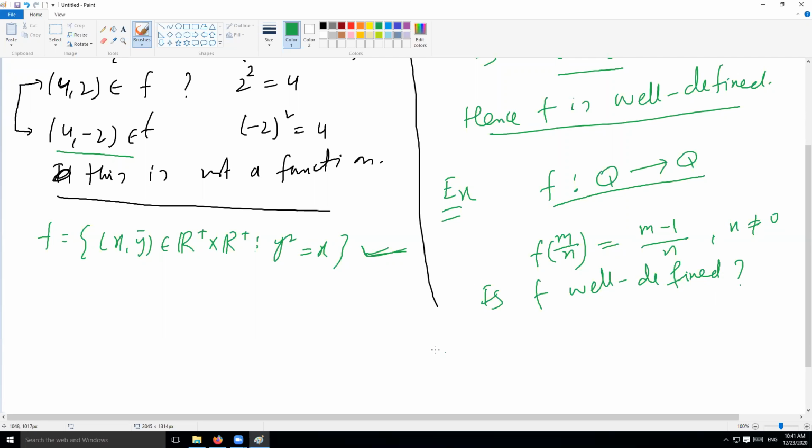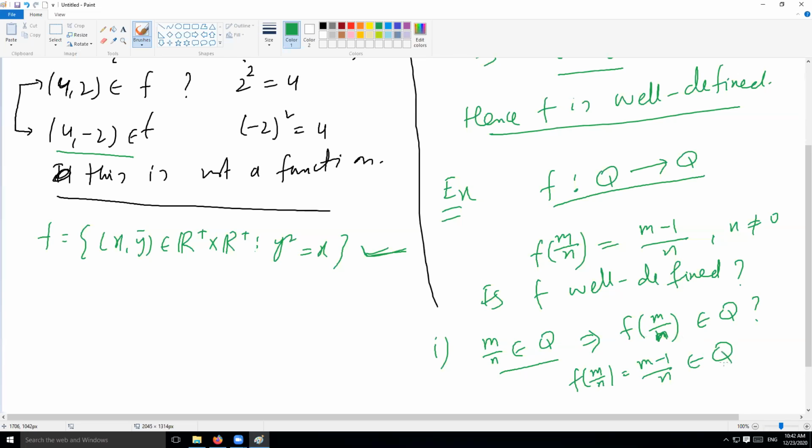So the first condition I have to show is that for every m upon n in Q, the f of m upon n that I have defined must also belong to Q. Is this condition true? If m upon n is from Q, is f of m upon n also from Q? f of m upon n is equal to m minus 1 upon n. Does this belong to Q? Yes, sir, it does belong to Q. So it satisfies the first condition.